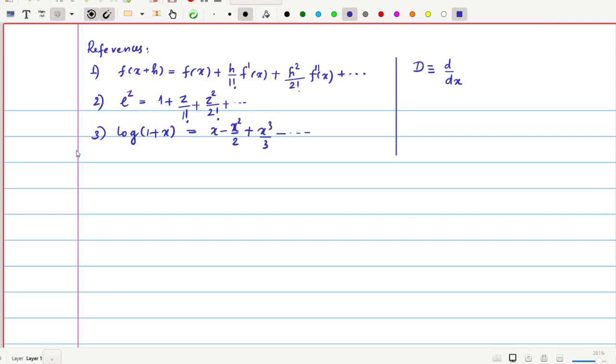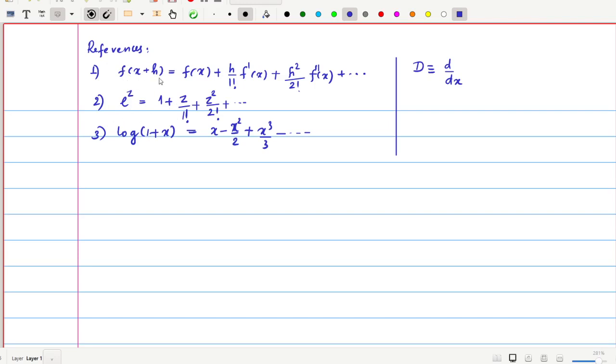Hi all. Today we discuss some examples connecting the operators that we have discussed in the previous classes. For the examples we need to review some references.